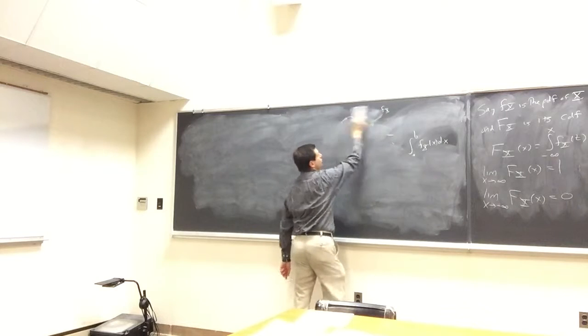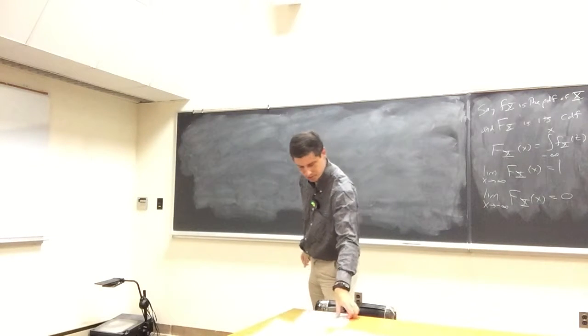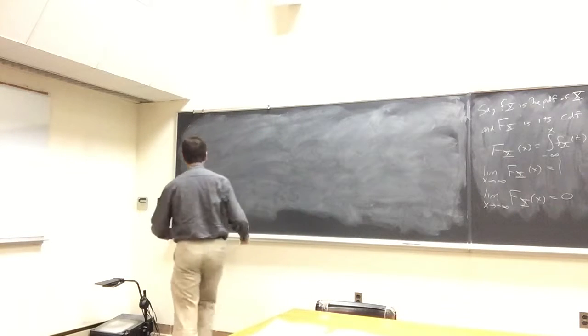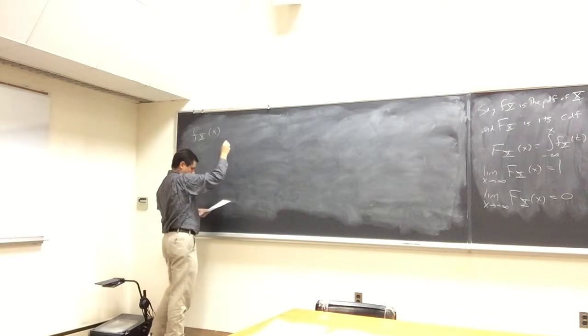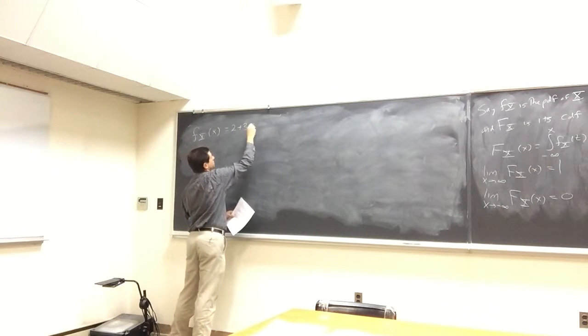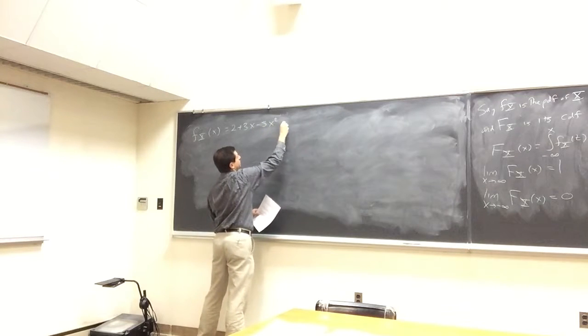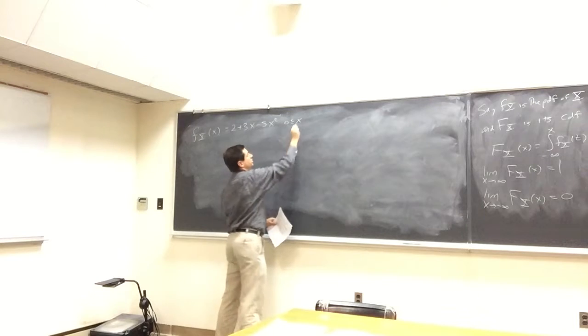Okay, so let's consider the following. Just want to make sure I do the same example from the book. I'm going to give you the function f of x equals 2 plus 3x minus 5x squared, for 0 less than or equal to x less than or equal to 1.